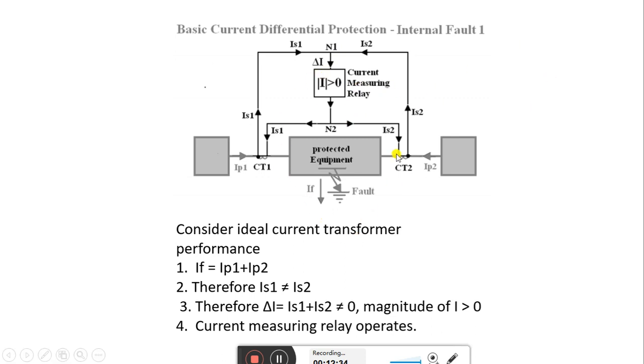So that is how the current differential protection operates if there is an internal fault, that is, the fault is inside the protected zone. We must remember that, because we should bother about the faults which are lying inside the protected zone. If the fault is lying outside the protected zone, then there will be some other system which will be sensing the circuit and will operate. So these are the two fundamental principles for the basic current differential protection system.